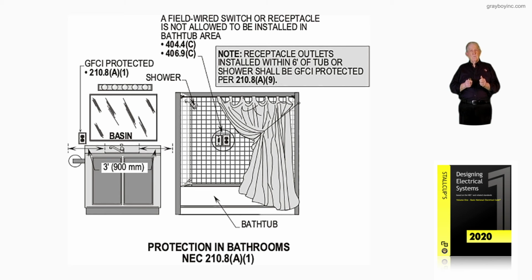So care must be taken in the bathroom where you locate receptacles and switches. And we know that 210.52 deals with this, but also 250.8A1, A9, and A10 should be read now for these locations. And Figure 10-23 is just dealing with the location of these receptacles when they're installed and how they have to be GFCI protected in accordance with 210.8A1.